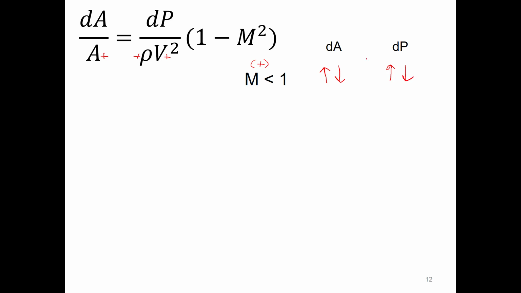But if there's a negative change in the area, then there'll be a negative change in the pressure. So those correspond. Likewise, if the Mach number is greater than 1, now we're going to have a negative value in the parentheses. And so therefore, area and pressure are going to move opposite each other, because if we have a negative value here, we're going to need a negative value from our dP in order to get a positive value on the right-hand side. So if A goes up and the Mach number is greater than 1, then the pressure needs to come down. And if the area goes down, then the pressure needs to go up.